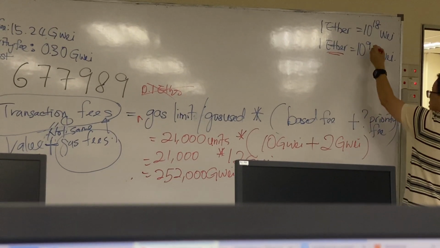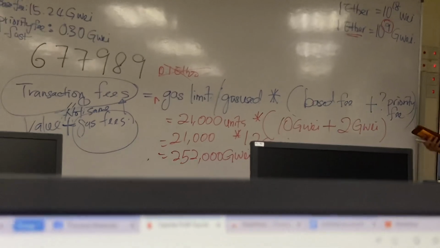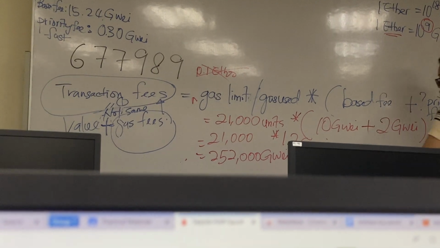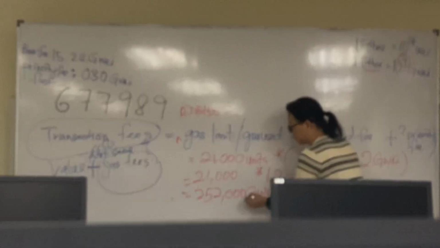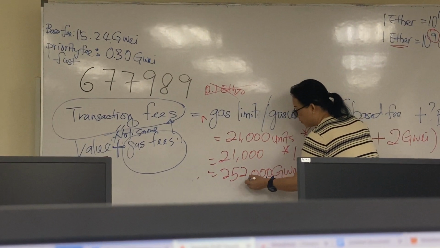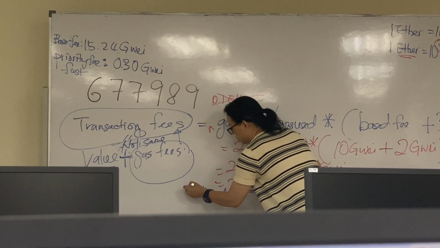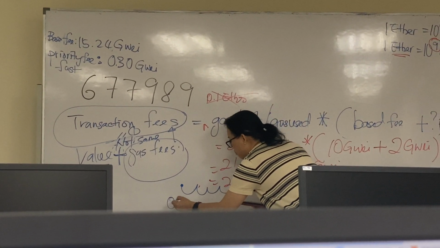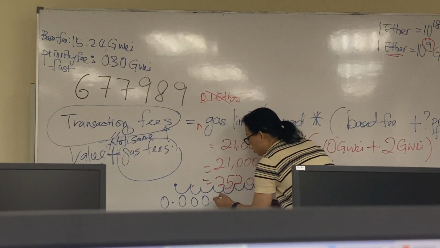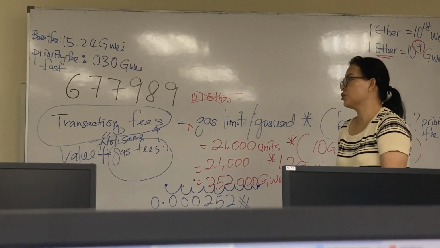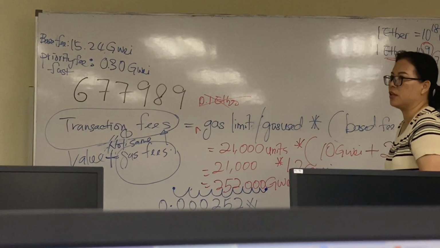So the gas rate has a power of 10 to the power of 9. So where is your decimal value? Your decimal value is over here. Okay? To make my life easy, I'm moving my decimal point 1, 2, 3, 4, 5, 6, 7, 8, 9. So it means that I have 0.000252. This is the final answer for the total transaction fee.